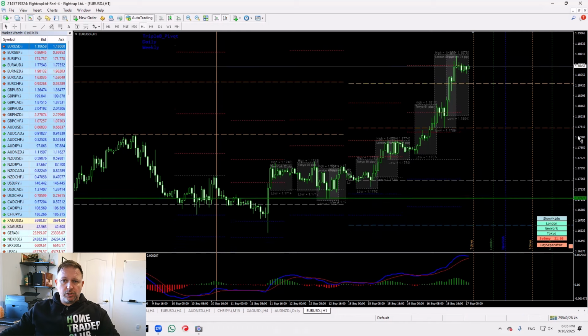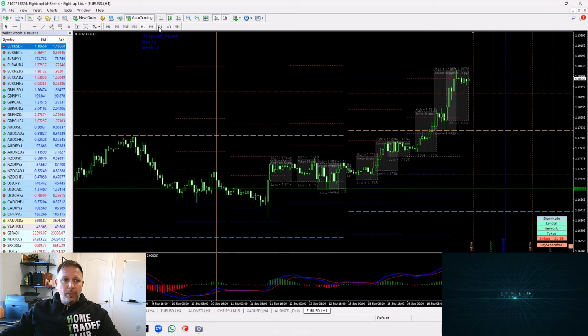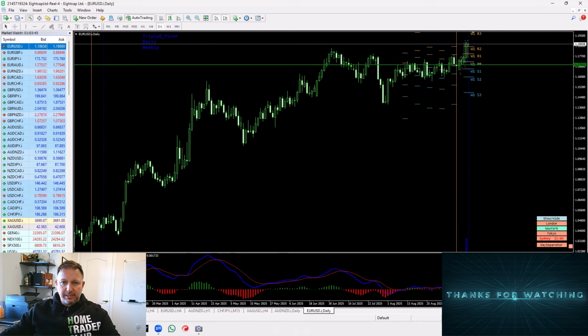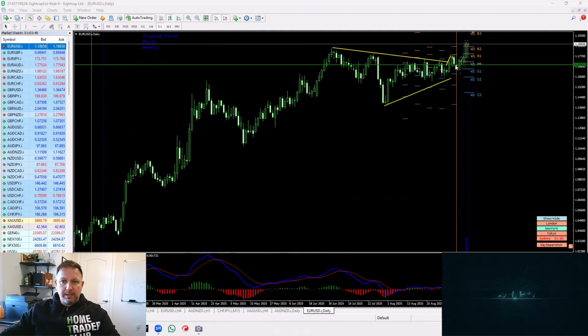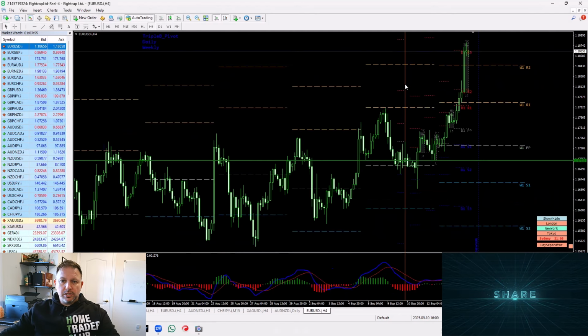Euro dollar is the first one. Quick analysis before the breakdown of the levels. We got the break of this range. We managed to close above, retest, and make the bounce to the upside. This is a classical run we saw on the daily chart.